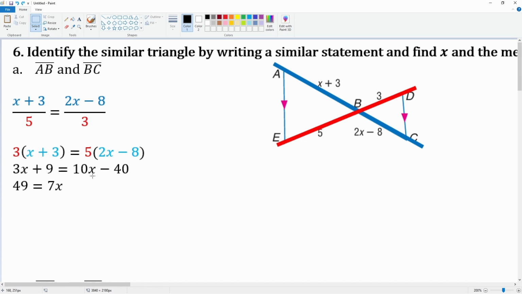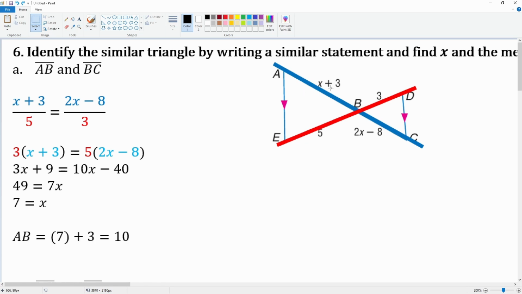Okay, you want to minus 3x from both sides. That's how you get the 7x on the right. Add 40 to both sides. That gets you 49. 49 is equal to 7x. Divide both sides by 7. You get x is equal to 7. This is not the final answer. This is useful because once we have an x value, we can plug it in to get AB and BC.